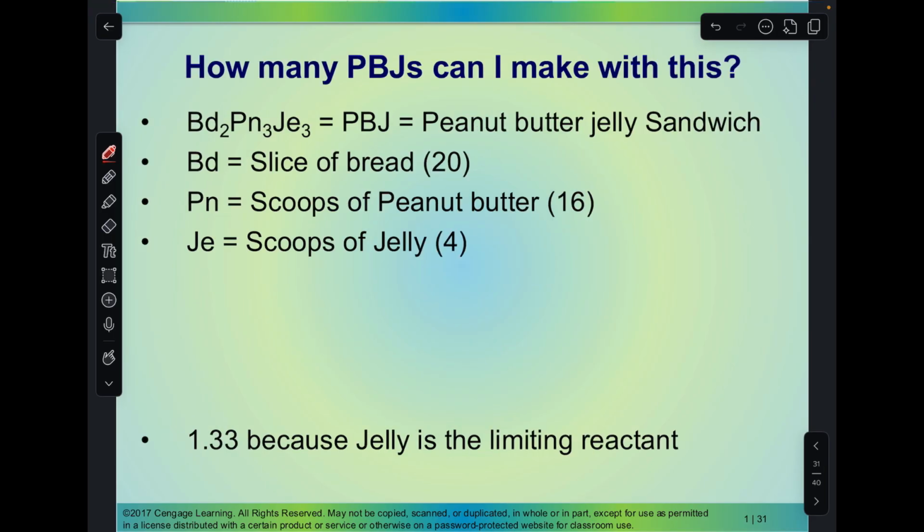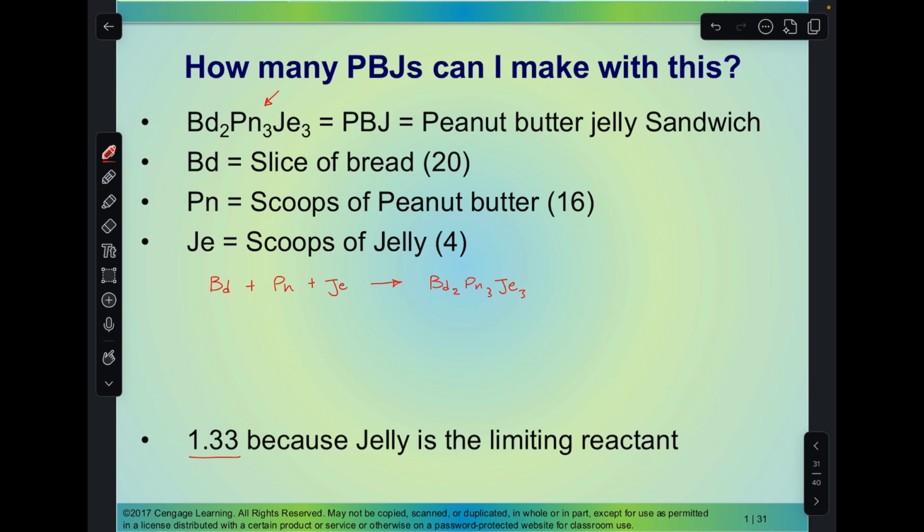And so let's write an equation to solve this. And so this is the answer down here, but let's go through it and do it. So let's say that this is our product. So bread is going to be BD plus peanut butter, which is going to be PN, plus JE, which is our jelly, is going to go to the product, which is going to be BD2 PN3 JE3.